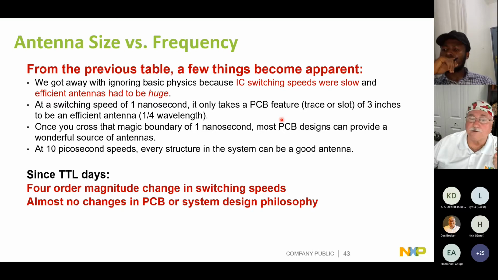And this is what our world is today. So since TTL days, it was a 4-order magnitude change in the switching speeds of the devices we use. We did almost nothing to change our design methodology or what we're taught in school. What does that impact? It's huge. It's determined our destiny, which is to fail EMC.